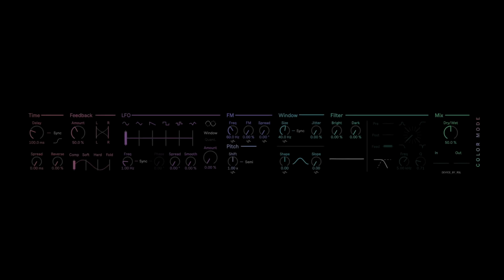BELAY is a MaxForLive Delay device. It utilizes a technique called windowing, which makes smooth transitions between small sound snippets. This technique allows us to create effects like time-based pitch shifting, grain delays, and to modulate the delay time without affecting the pitch.